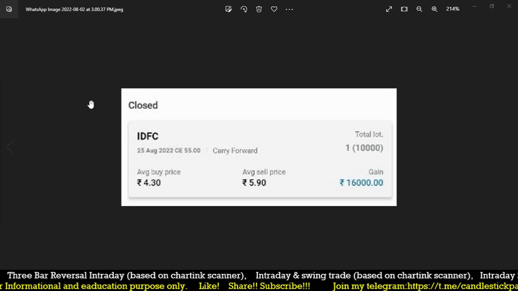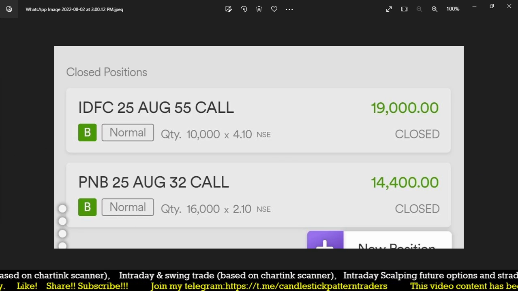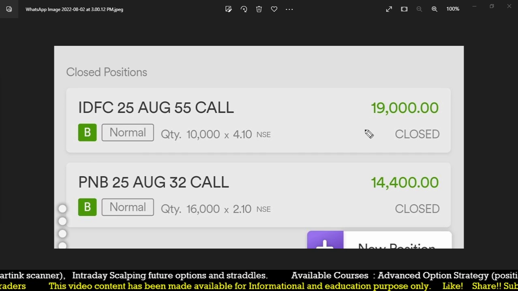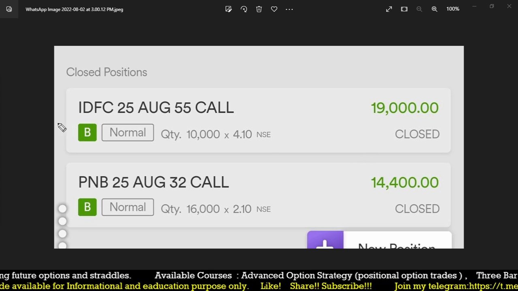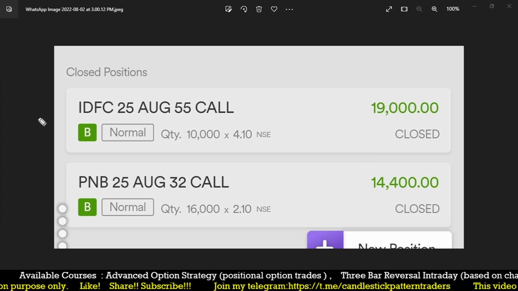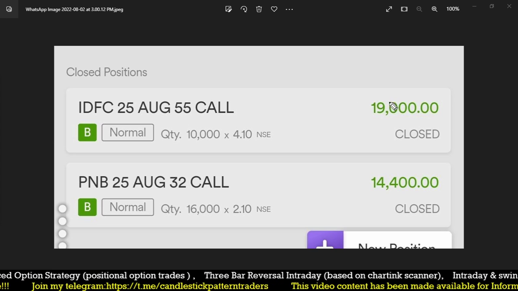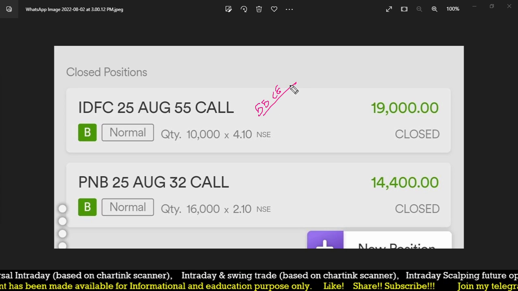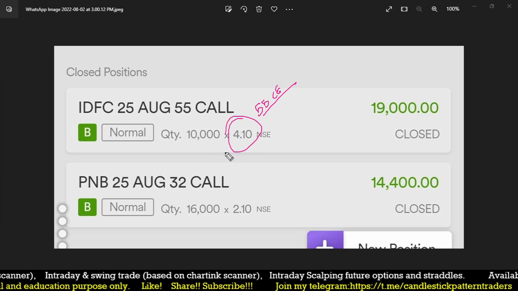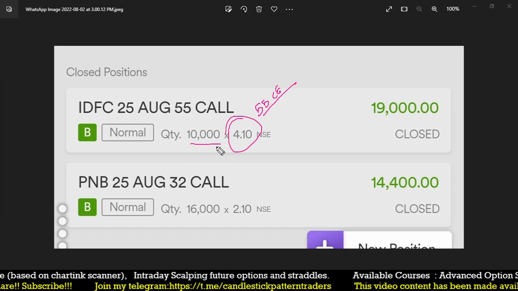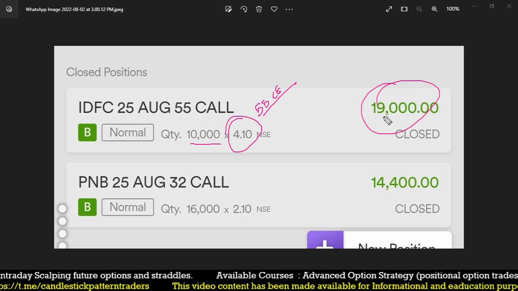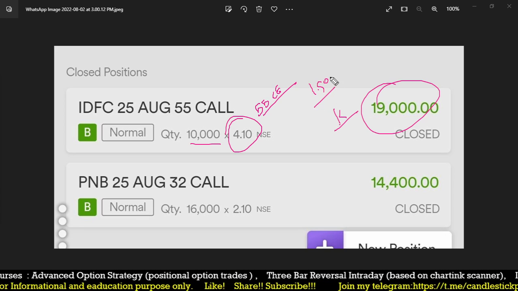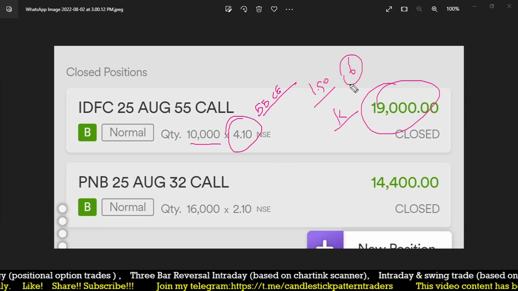Another client who attended my classes took the same IDFC trade. Based on the strategy he selected the 55 call option and took the position at 4.1. The lot size is 10,000, and he booked a 19k profit. That was almost 1.9 rupees, and he exited around 6 rupees, booked the profit and exited.